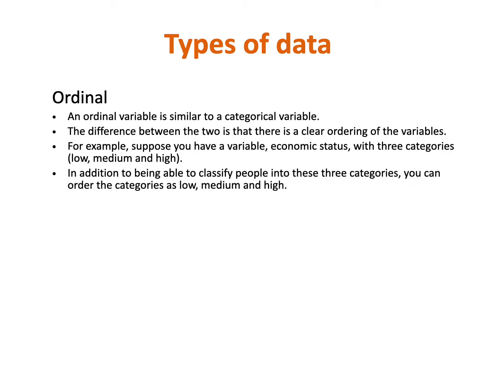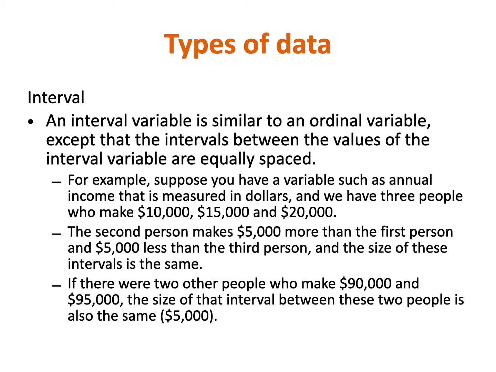Like you can see here, the ordinal variable is similar to a categorical variable, but in addition, it will have some kind of clear ordering of the variables. Like we can see economic status with the three categories low, medium, and high. In addition to being able to classify the people into these three categories, we can order them: low, medium, and high. So it is a kind of categorical variable, but with order.